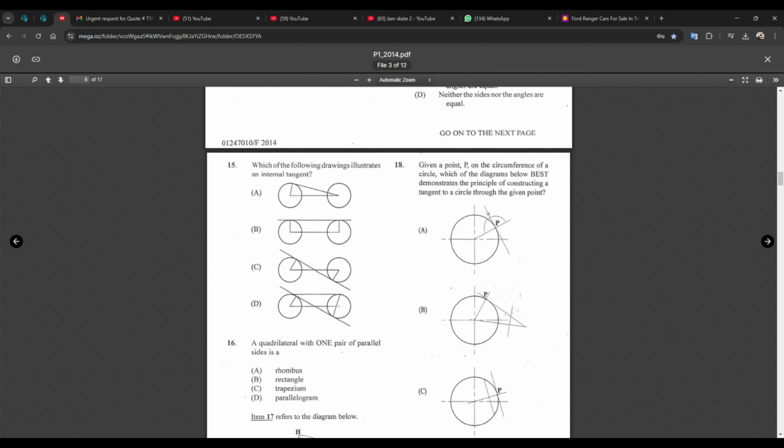Number 15, which of the following drawings illustrates an internal tangent? That would have to be C. This is an internal tangent here.